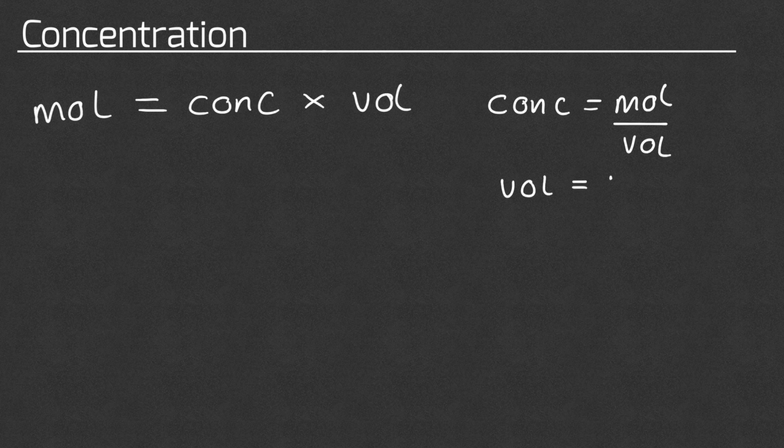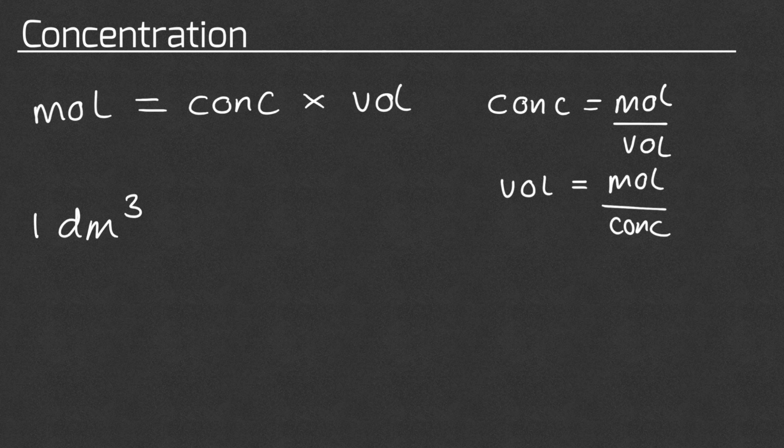So there's an equation linking the concentration, the moles and the volume. And that equation is moles equals the concentration of a solution times its volume. As before, you need to be able to rearrange that equation to find both the concentration and the volume. So concentration equals moles divided by volume, and volume equals moles divided by concentration.